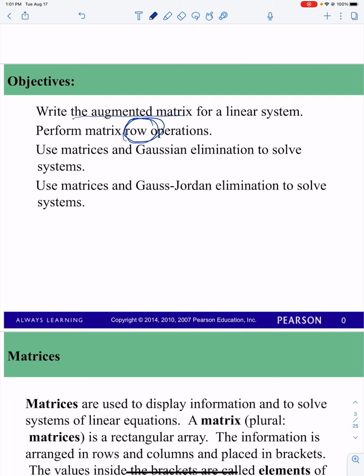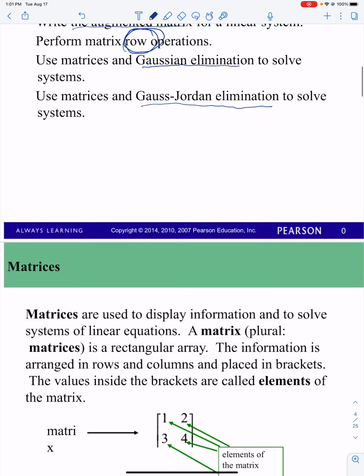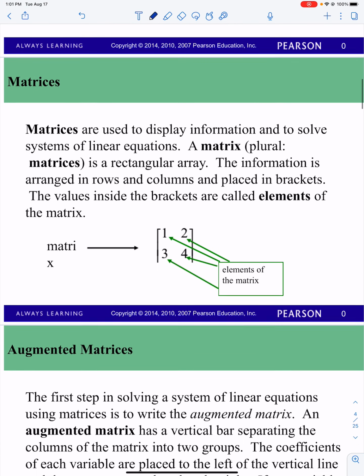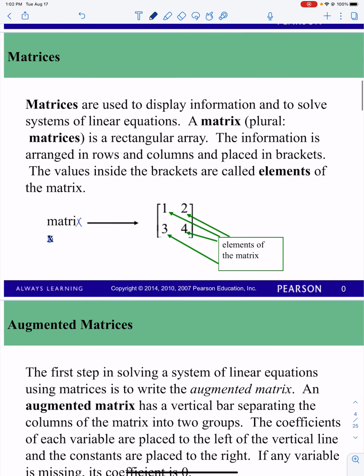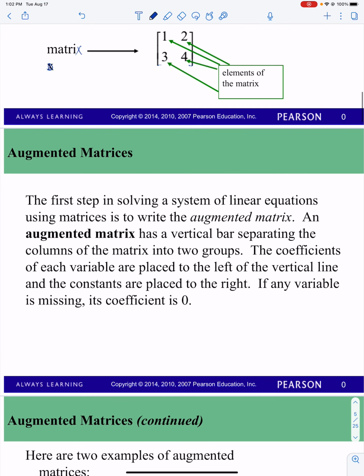So we have two kinds of elimination method: Gaussian elimination and Gauss-Jordan elimination. Okay. So what is a matrix? A matrix will look like 1, 2, 3, 4. And you use a matrix symbol to write it. It's a rectangular array here, okay? And you have rows and you also have what? Columns. Okay?